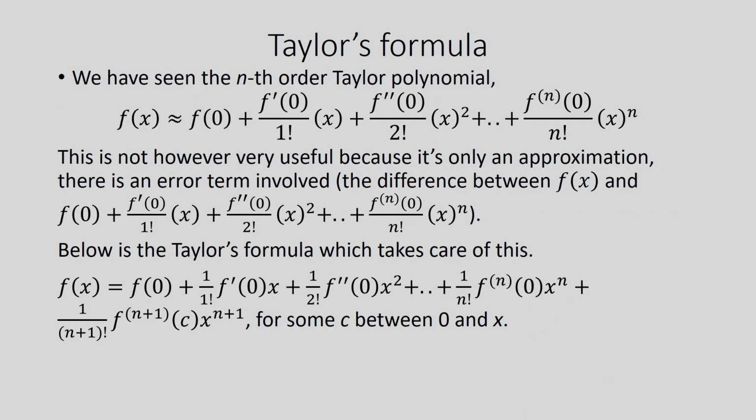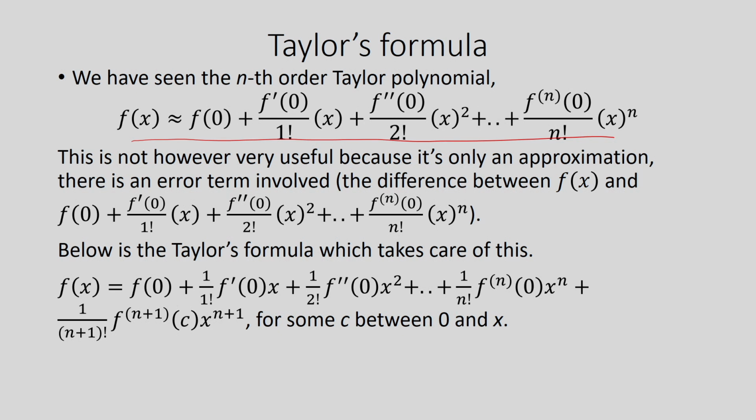Okay, now there is something called Taylor's formula. We have seen before the nth order Taylor polynomial had this form. f x is approximately equal to f of 0 plus f dash of 0 divided by factorial 1 multiplied by x plus f double dash of 0 divided by factorial 2 x square plus dot dot dot. The last term is f n of 0 divided by factorial n multiplied by x to the power n.